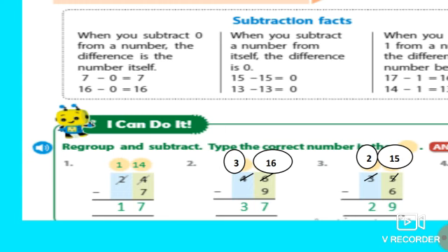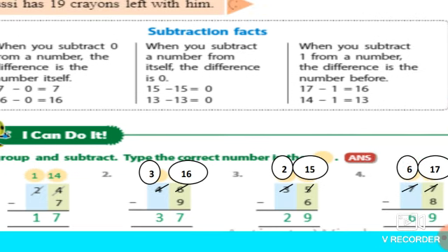14 minus 7 is 7. And in the tens place, what is there up? 1. 1 will come down as it is because nothing is there under it. So the difference is, students, 17. 17 is the right answer. Come to the second sum, students.